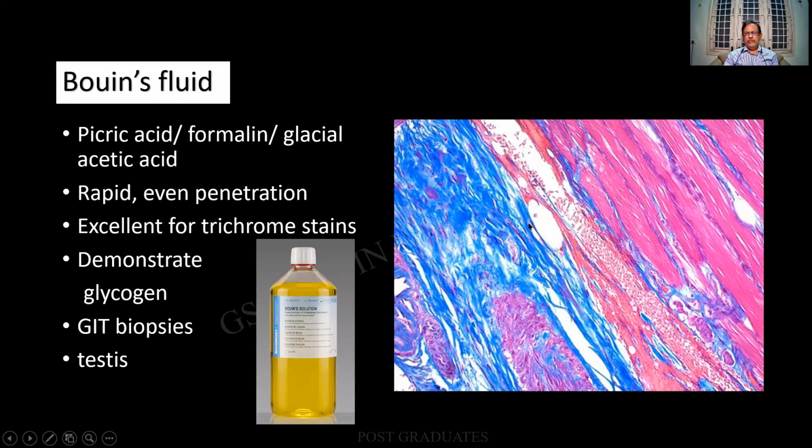Bouin's fluid, superb. Look at the play of colors over here. Sometimes we are not able to diagnose. Even right now, I am sitting on a slide. I do not know whether it is a myoma or a sarcoma, fibrosarcoma. And then we had asked for some things. Bouin's fluid can be used for any of this. This is a Masson's trichrome that is being done. And you find the different colors can be brought out over here. Demonstrates glycogen, gastrointestinal biopsy. Excellent for trichrome stains. Please do remember this.